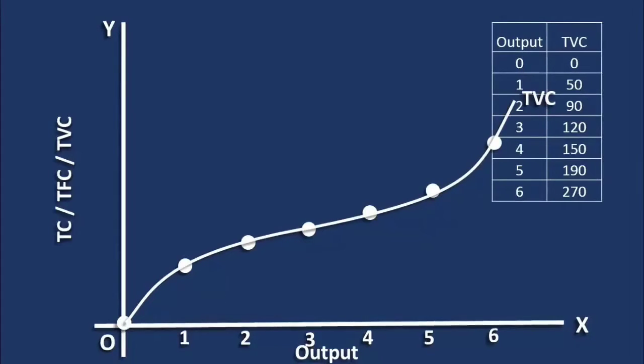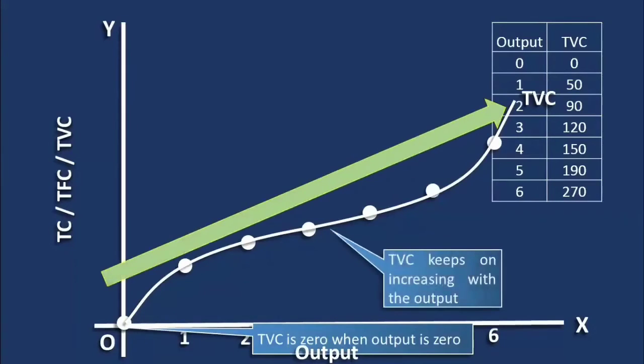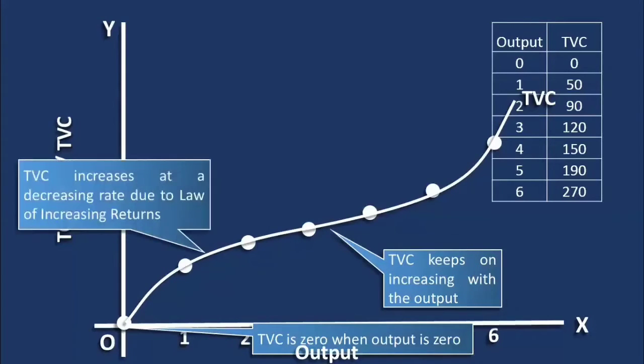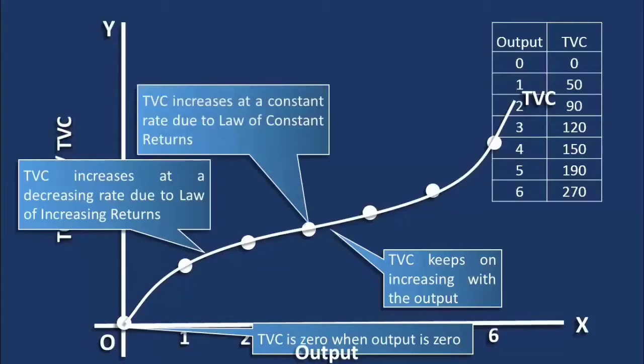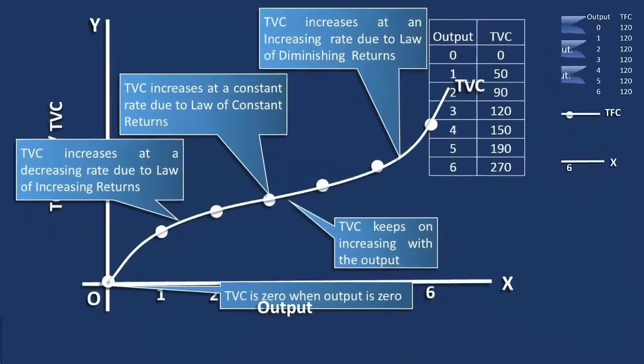Now let us see some of the characteristics of the TVC curve. TVC is 0 when output is 0. TVC keeps on increasing with the output. TVC increases at a decreasing rate due to the law of increasing returns. TVC increases at a constant rate due to the law of constant returns. And TVC increases at an increasing rate due to the law of diminishing returns. Hence, the curve is concave upwards.